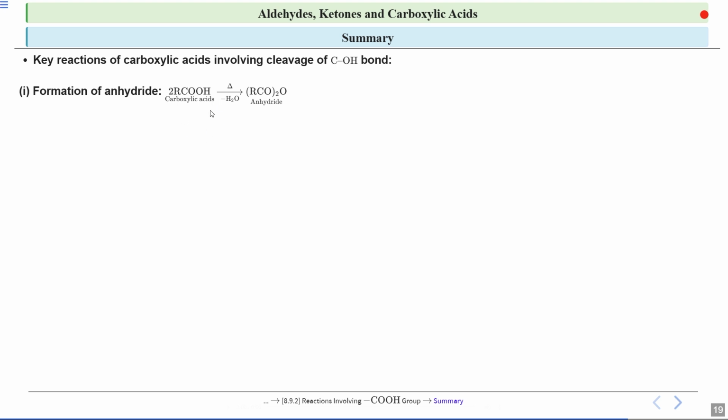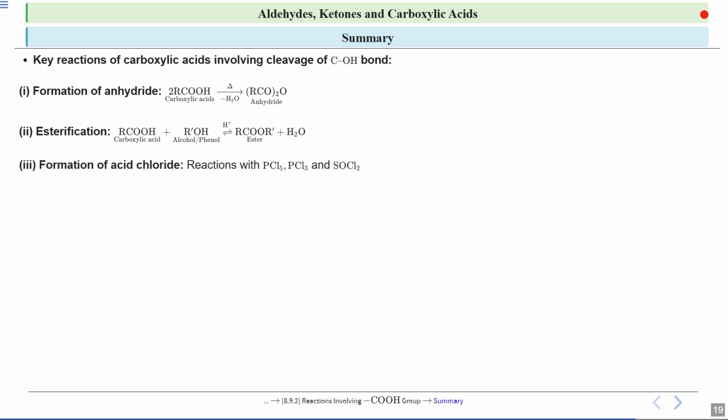Anhydrides are quite useful in organic synthesis, where they serve as an intermediate in the production of other compounds. Next, we have esterification. It is a reaction between a carboxylic acid and an alcohol or phenol. This process forms an ester and water, and it is catalyzed by an acid. Esters are commonly found in fragrances and flavors, which makes this reaction significant in both industrial and natural processes.